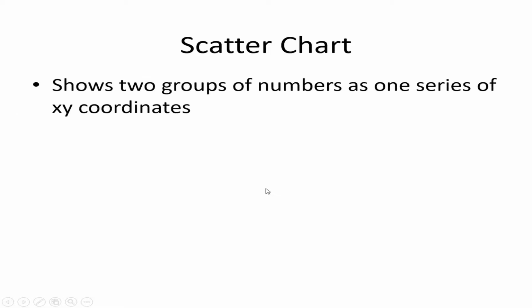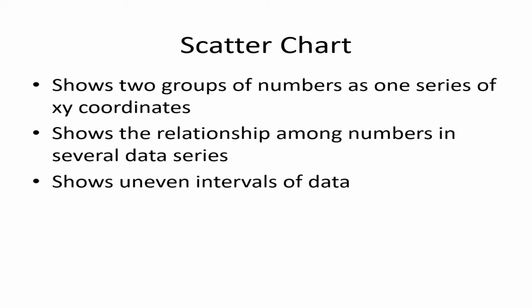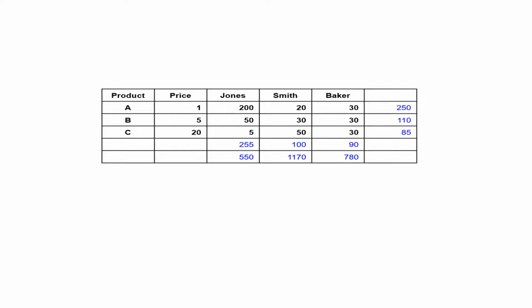Therefore, what is a scatter graph by definition? It shows two groups of numbers as one series of xy coordinates, and it shows the relationship among numbers in several data series. Of course, what we had previously is one data series, but we can have 2 or 3 data series. It shows uneven intervals of data, and it's commonly used for scientific data and especially used by engineers. The previous example is from water resources, again because I am a water management person.